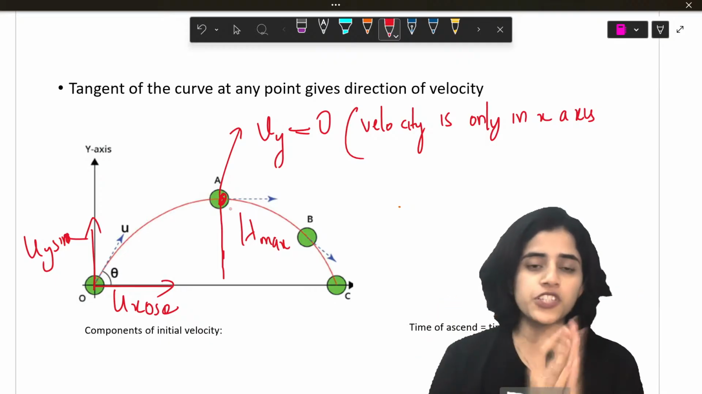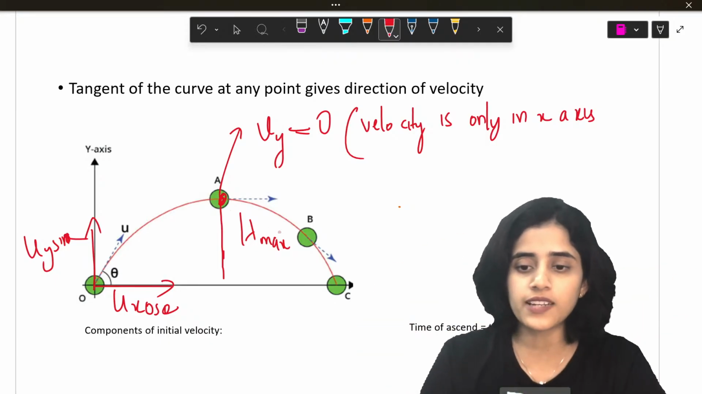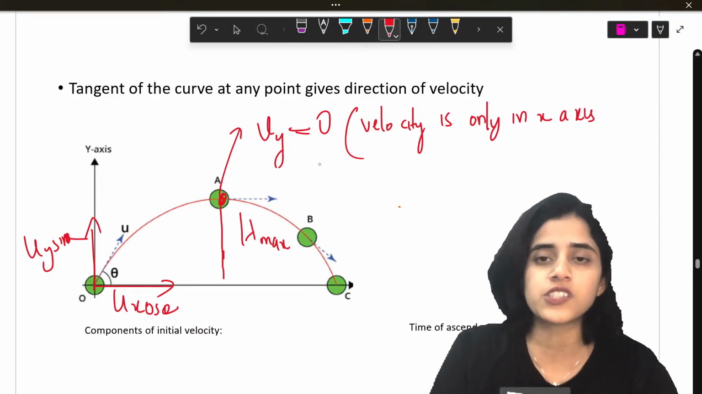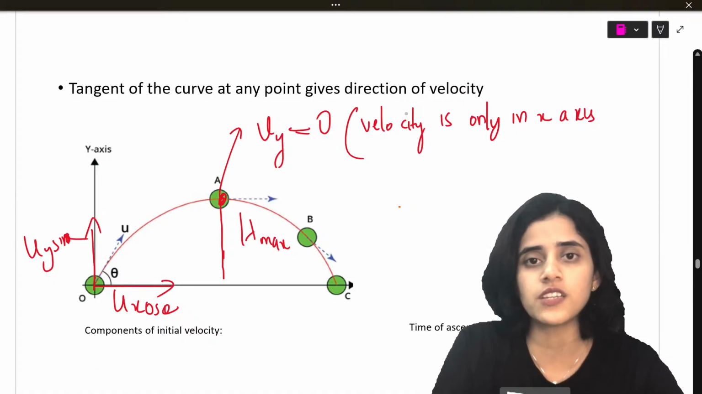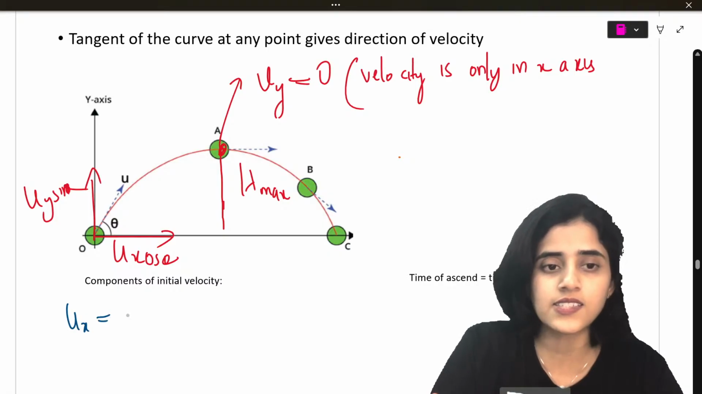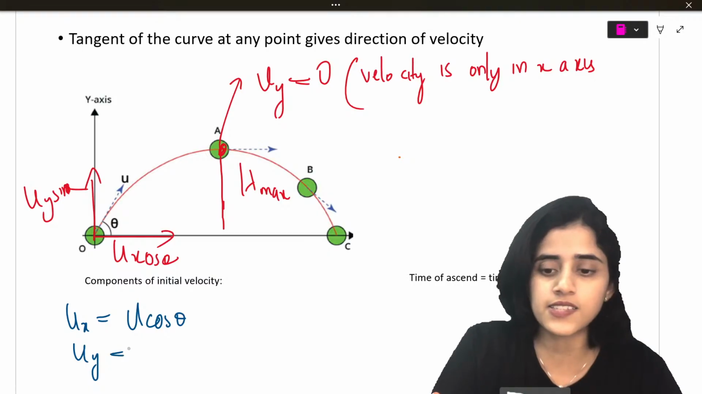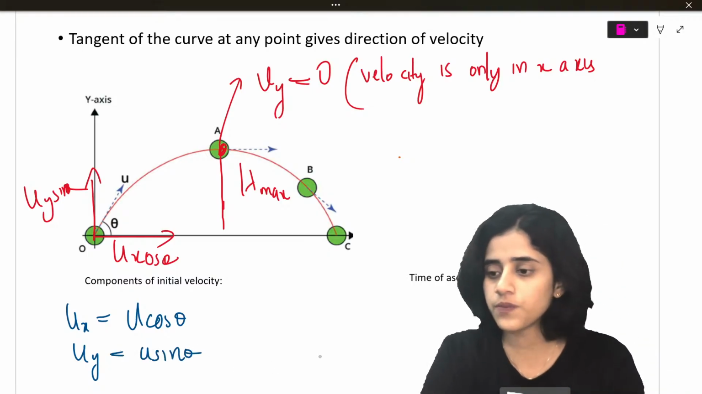Okay, coming back to projectile motion. Are all these points clear to you? If all these points are clear, what are the components of initial velocity? Along x-axis, it is u cos theta. Along y-axis, it is u sin theta. Okay.